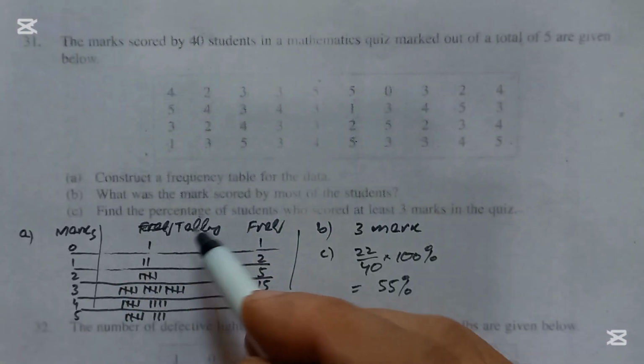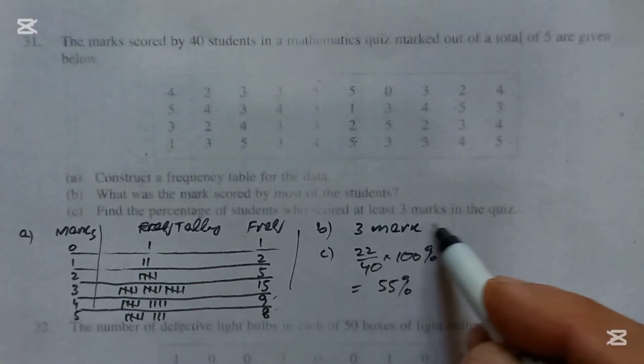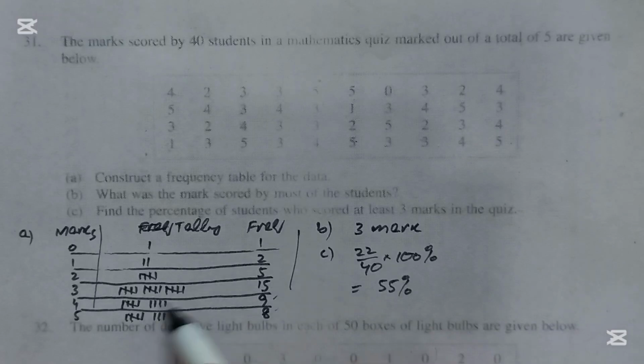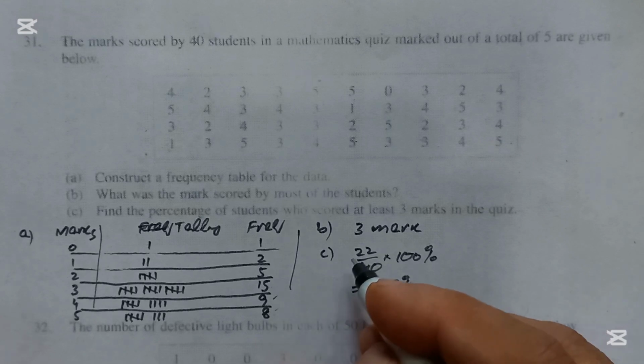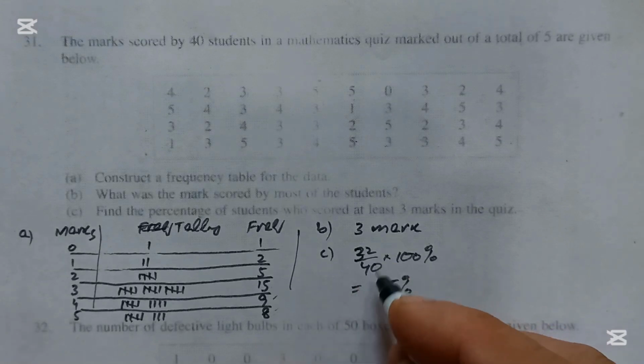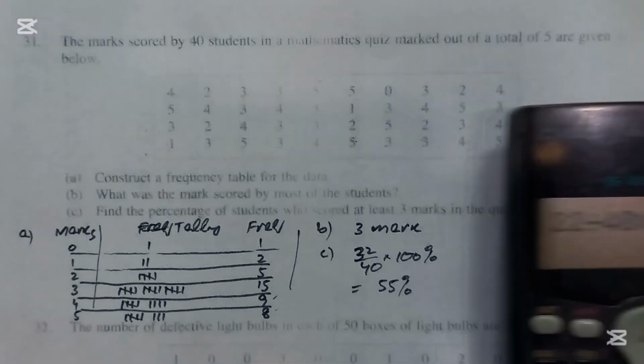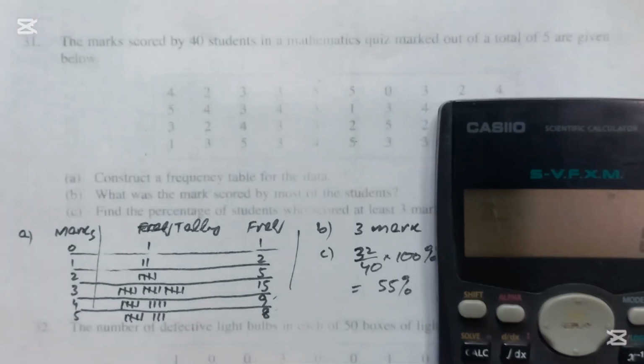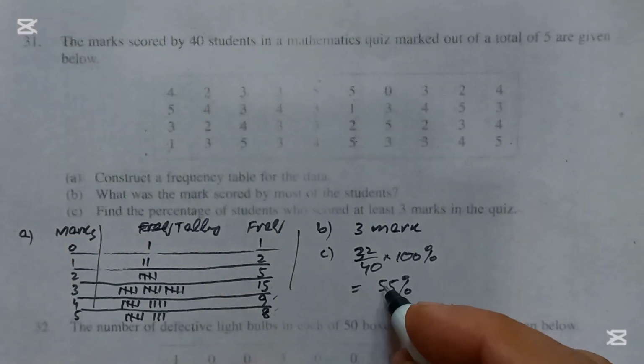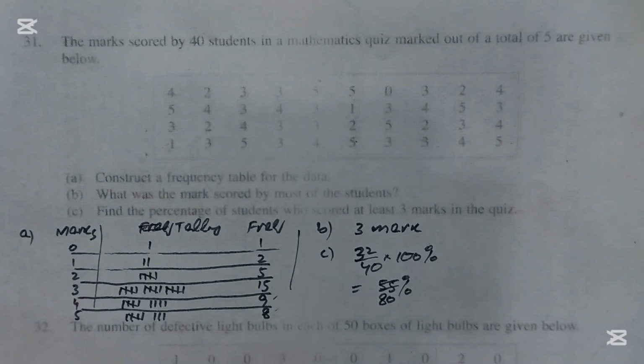C's requirement is to find the percentage of the students who scored at least 3 marks in the quiz. So at least 3 will start from here. So we have to add these 3 values. So 15 plus 9, 24 plus 8, 32. So 32 will be placed in the numerator, divided by 40, multiplied by 100% will give us the answer. So 32 divided by 40 multiplied by 100 is 80%. So 80% is the answer.